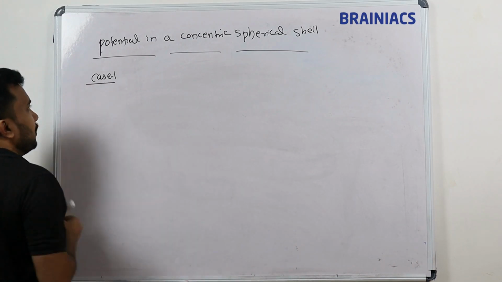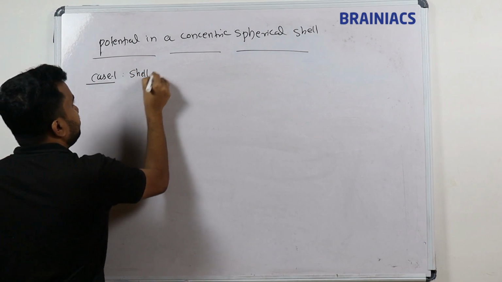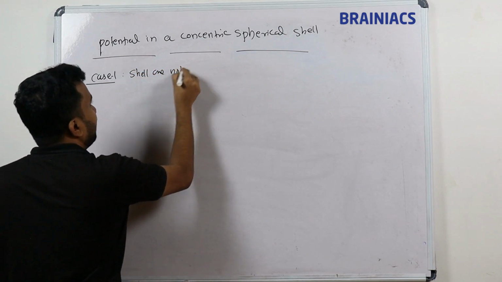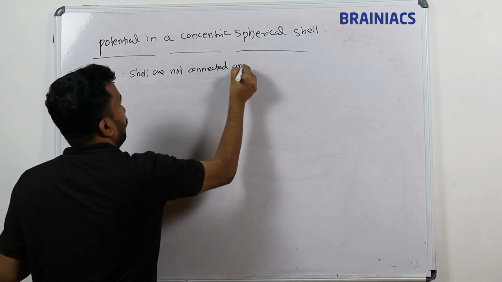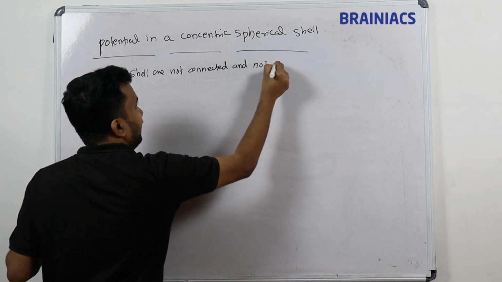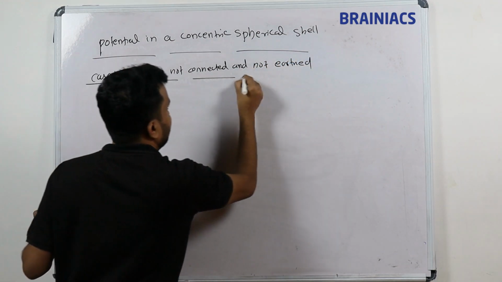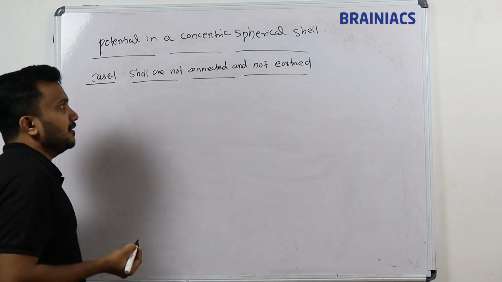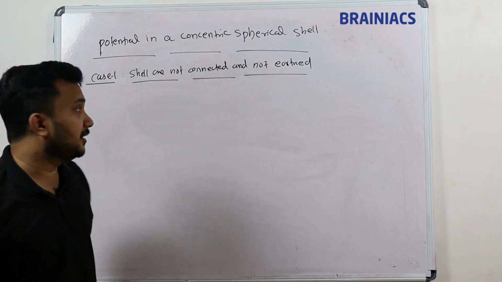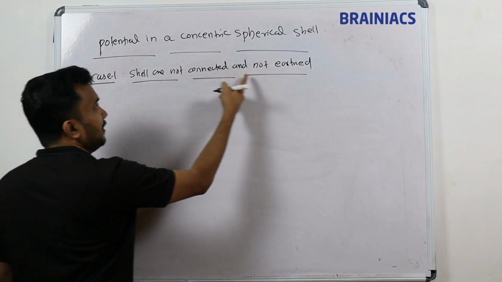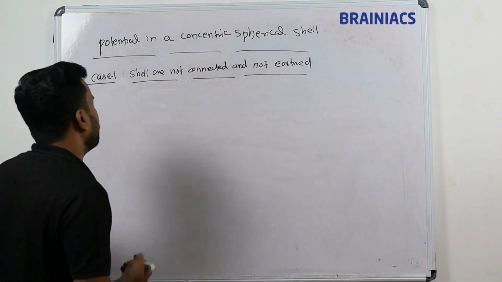That is called a concentric spherical shell. So case 1: the concentric spherical shells are not connected and not earthed. This is one case. You cannot see the same heading in your NCERT textbook or any other reference textbook. This is based on a different aspect. I have filtered it out. Shells are not connected and not earthed. So we will take an example and try to solve it.